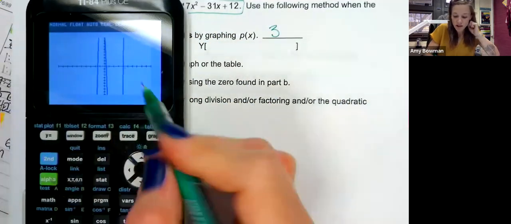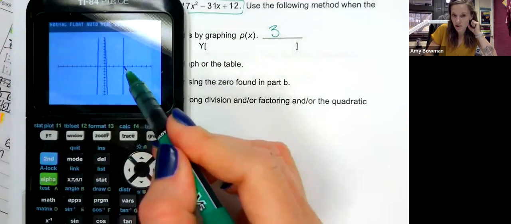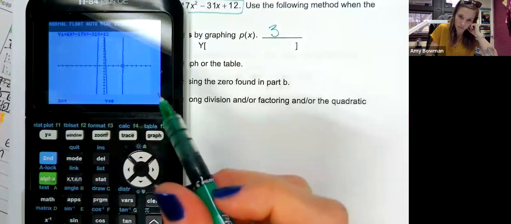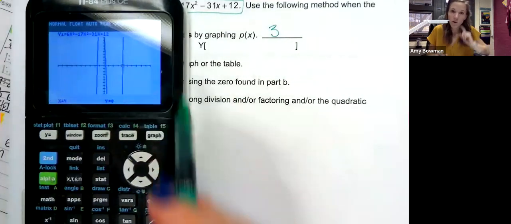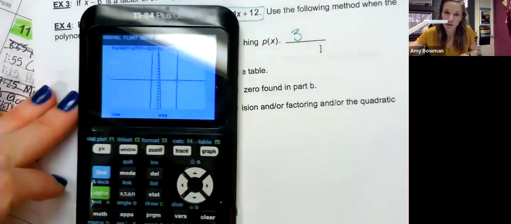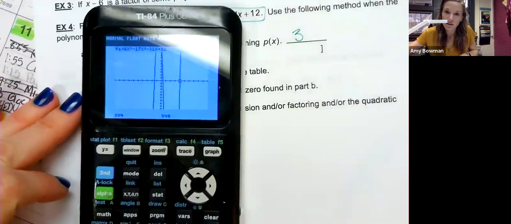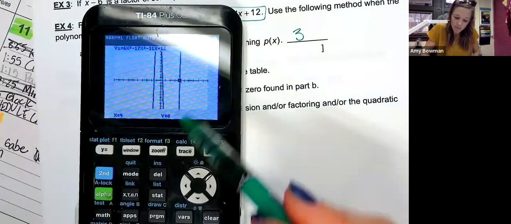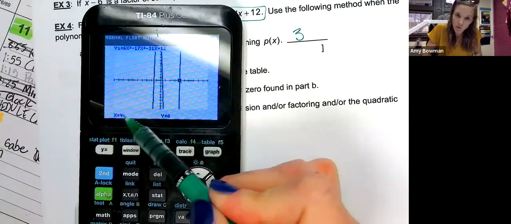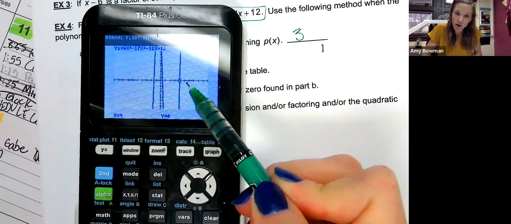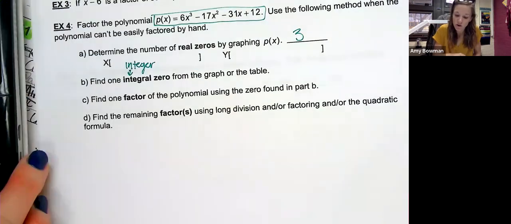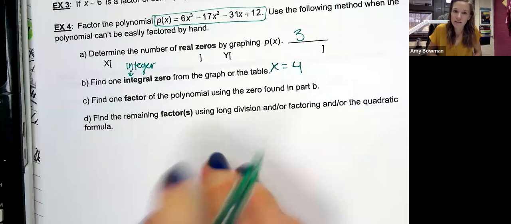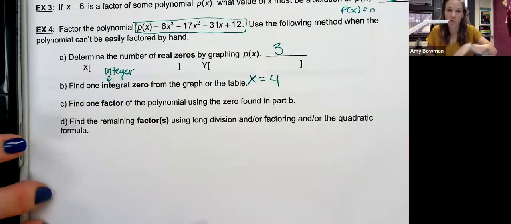It looks like on here that it's crossing the x-axis at 4. So if I hit trace 4, I can just confirm that. So I plugged in 4. I really wish this would focus. I'm sorry. Okay, so I traced at 4. I get the y value of 0. So I do have this one integral zero of 4. So 4 is a zero of this polynomial.